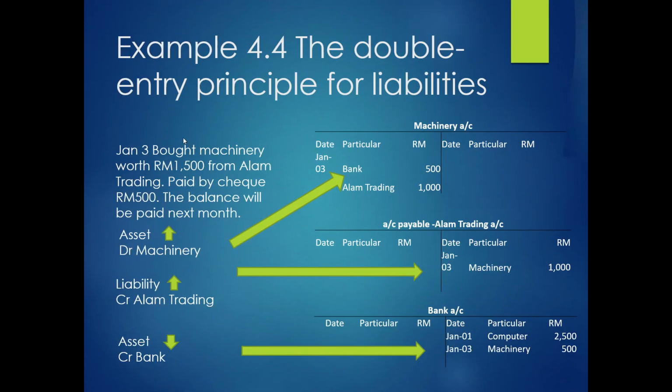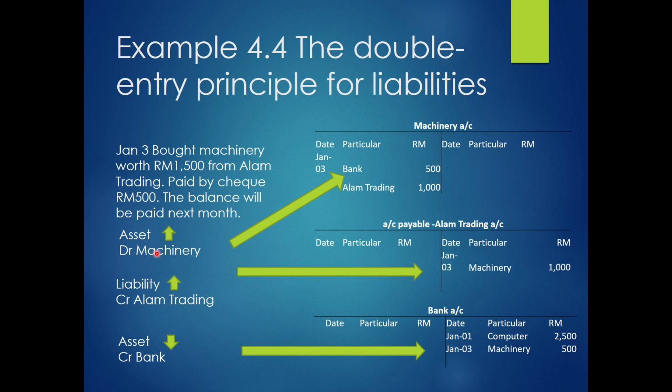Another example, January 3, bought machinery worth RM1,500 from Alam Trading, paid by check RM500. The balance will be paid next month, which is by credit. So the machine was bought for RM1,500, RM500 paid by check, and the balance will be paid by credit. There are three effects for this transaction.